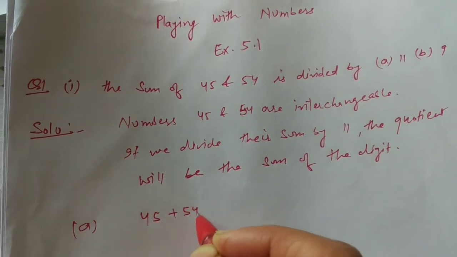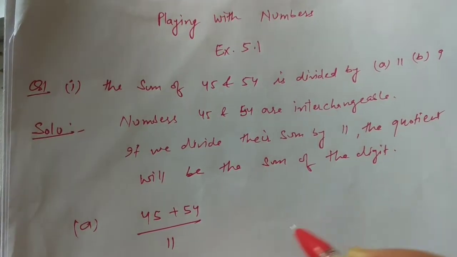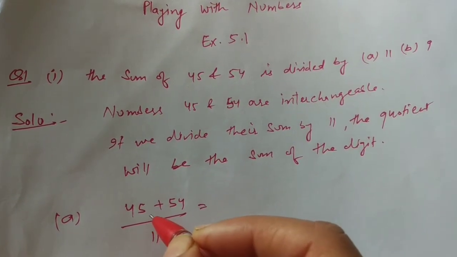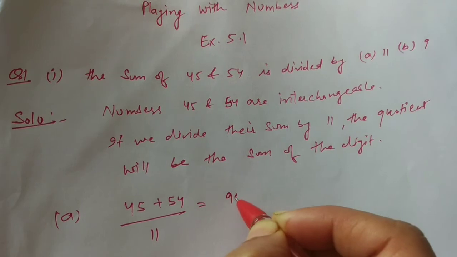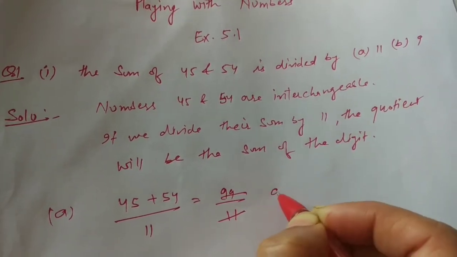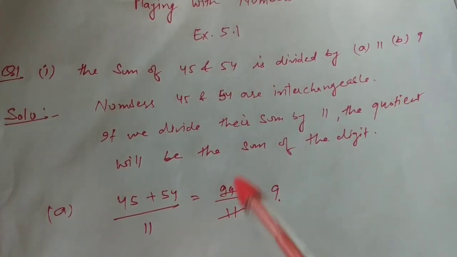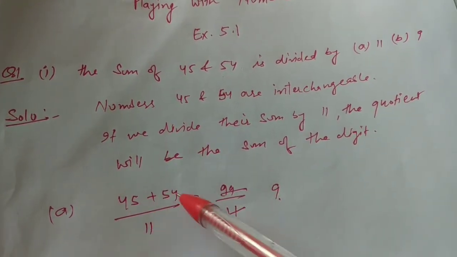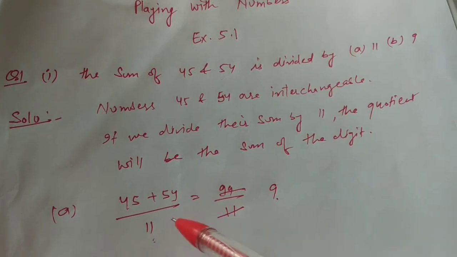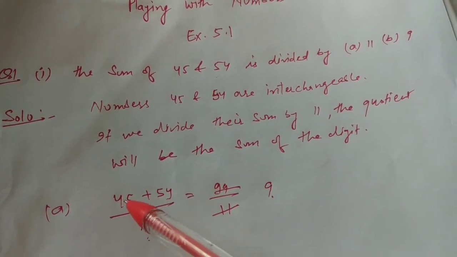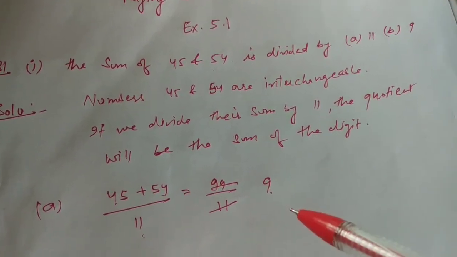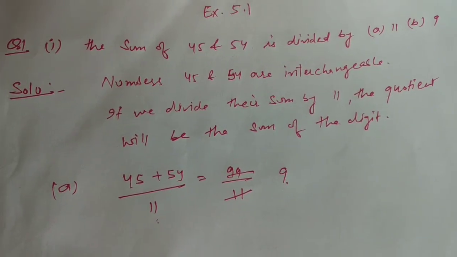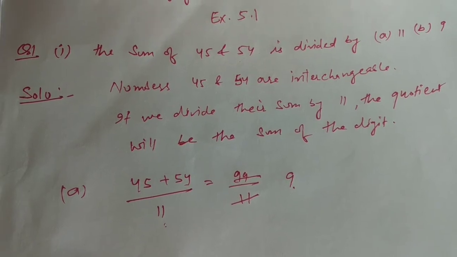So here in part A, 45 plus 54 divided by 11. What is the sum of 45 and 54? That is 99, divided by 11, that is 9. So the first condition was, if the numbers are interchangeable and we divide their sum by 11, the quotient will be the sum of the digits. The sum of the digits here is 4 plus 5, that is 9. So this is the solution of part A of question number 1 of exercise 5.1.